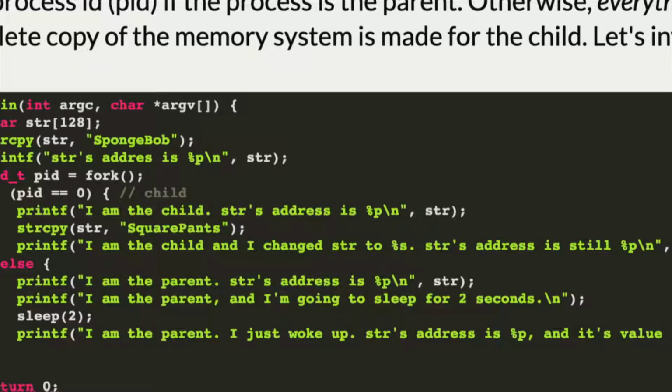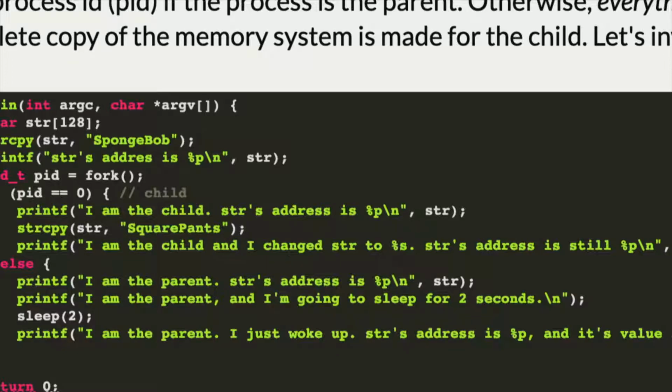Could you get the parent to print out square pants if both processes were reading and writing from a file? If they read separately, no, they would read different parts of the file, as it turns out. But again, that's not really what we're going for here. Good question, but not really.